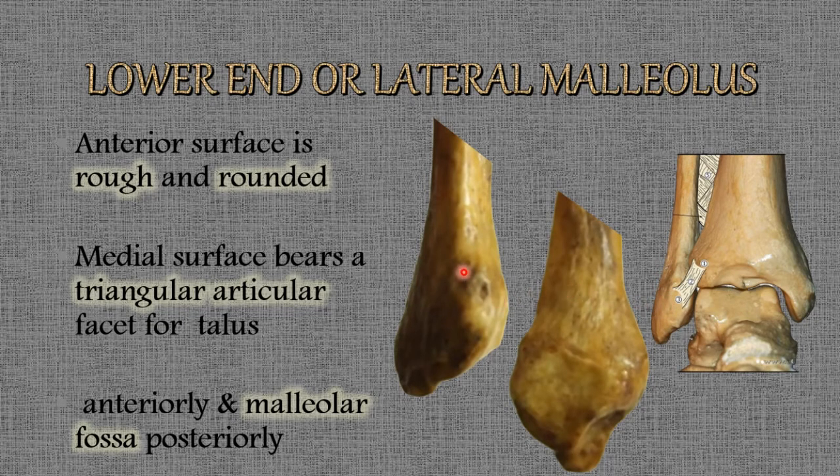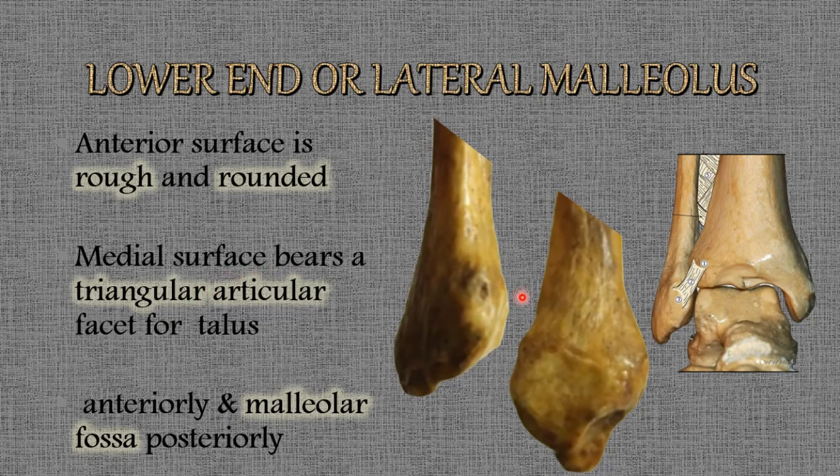In this diagram, this is the anterior surface, this is the lateral surface, this side is the medial surface, and behind will be the posterior surface. So the anterior surface is rough and rounded. As you can see, this is the rounded and rough anterior surface of the lateral malleolus or lower end of the fibula.